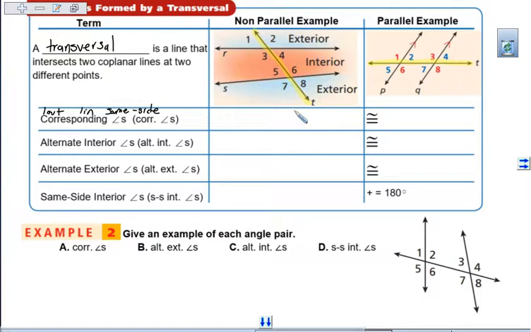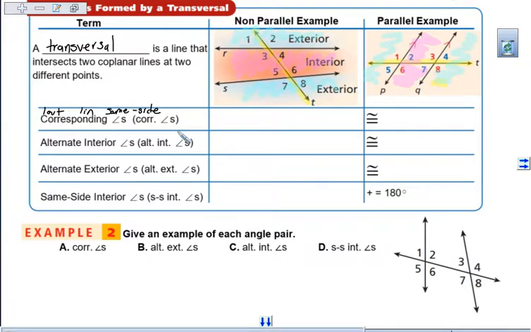So let's go over interior versus exterior when I'm talking about parallel lines and not parallel lines. The part that is in between line R and S, the two lines that are getting intersected, is the interior. For the parallel example, it's what's in between lines P and Q. Everything outside of those lines is the exterior. So this is outside. Same thing happens on the non-parallel example. That's outside.